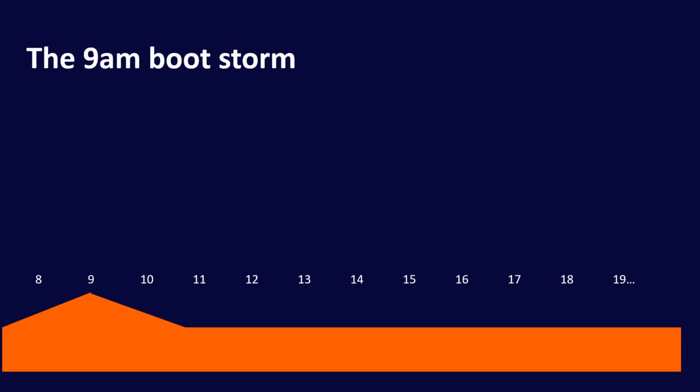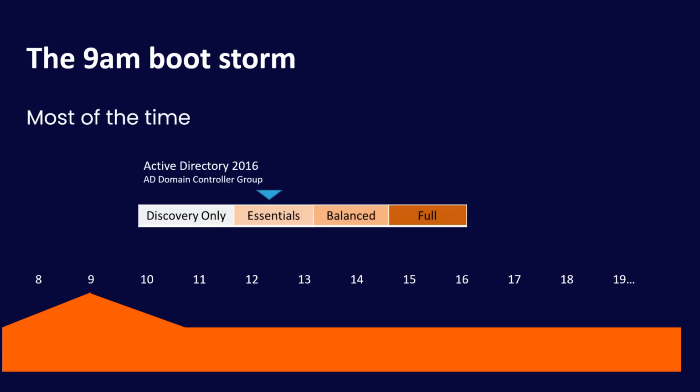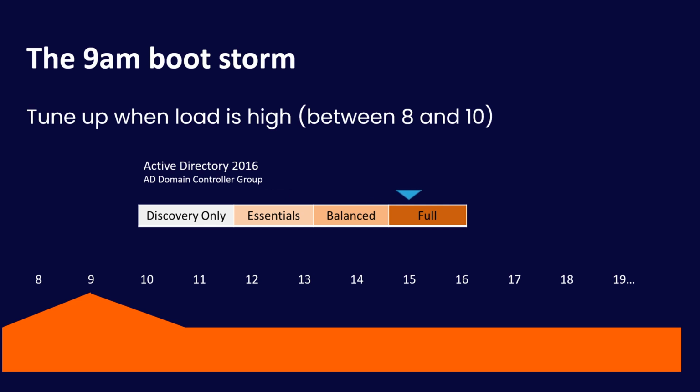The rest of the time when activity is expected to be normal, we want a lower level of monitoring so we don't chew up more data, more space in our database, in our SCOM data warehouse than is required. So most of the time, we're going to be looking at tuning from our Active Directory 2016 pack, and we're looking at the essentials level. But then when the load is high, between 8 AM and 10 AM, we want to slide that level of tuning up to something higher to increase what we monitor and increase thresholds potentially too. So this is what we're going to do.